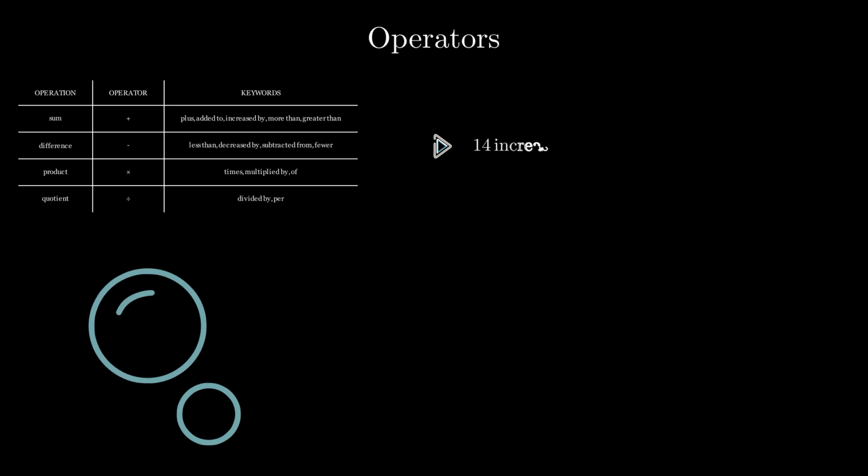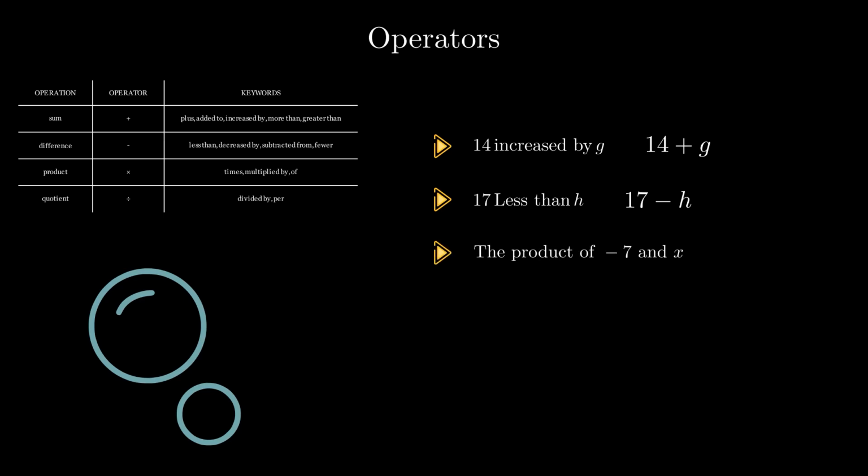The expression 14 increased by g can be written as 14 plus g. The expression 17 less than h can be written as 17 minus h. The expression the product of -7 and x can be written as -7x. The expression the quotient of 99 and w can be written as 99 over w.